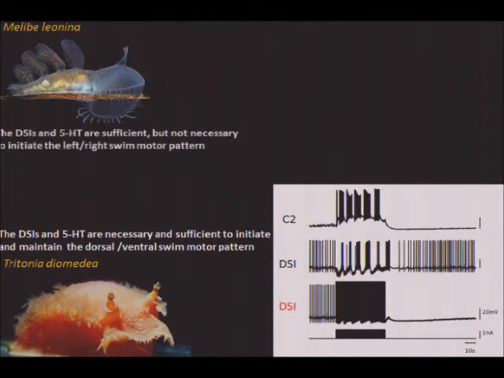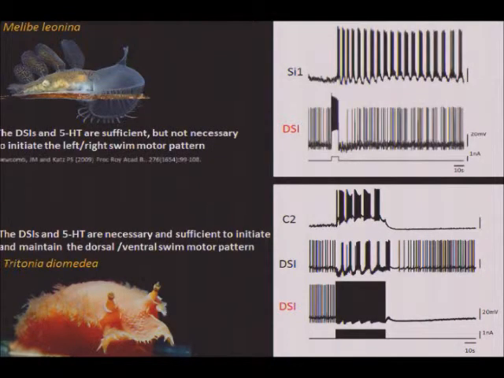In contrast, in Melibe, you can turn on swimming with the DSI homolog, but notice the DSI itself is not rhythmically active. But serotonin and the DSIs are not necessary for swimming. So if you put on a serotonin antagonist, you still get swimming. If you inject the animal with a serotonin antagonist, the animal can still swim. So in Melibe, serotonin is sufficient, but it's not necessary.